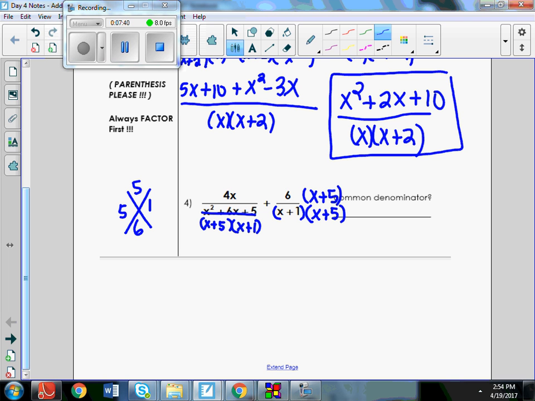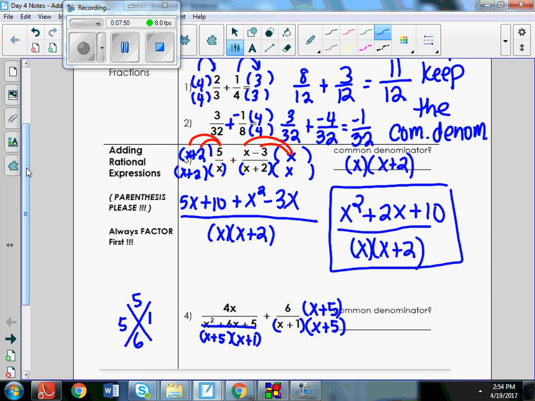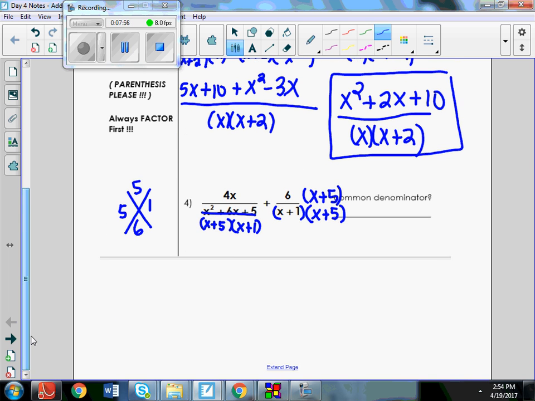Do I have to multiply this one by anything? No, because look, it has both. It's kind of like the example up top when we had the 32, and it was already 32, so you left it alone, but then you had to multiply that one to make it 32. So sometimes you have to only multiply one. Okay, so the first fraction is not going to change.